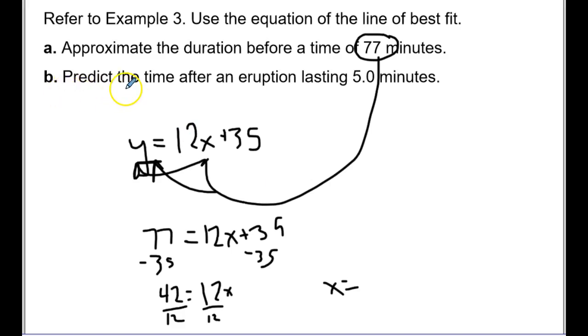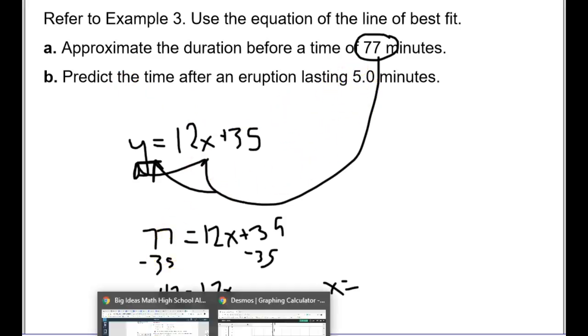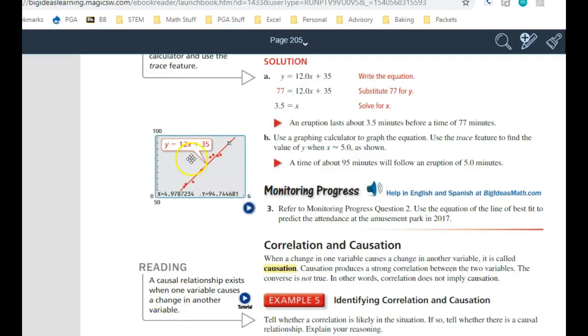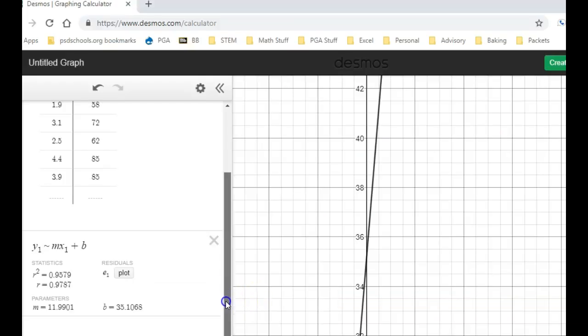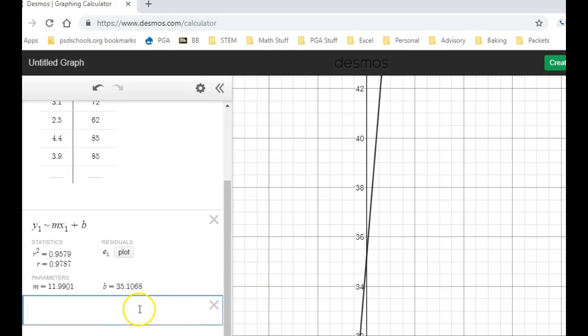Now I'm being asked to predict the time after an eruption lasting 5 minutes. I can either substitute this in, but I also want to show you how you can use Desmos to do this as well. If you look in the book, it shows you that you can use the trace feature in your calculator to find where our x value is about 5. But let me show you a way to do that using Desmos. I can click on a third line, and since I'm dealing with my x values, I'm going to say x equals 5.